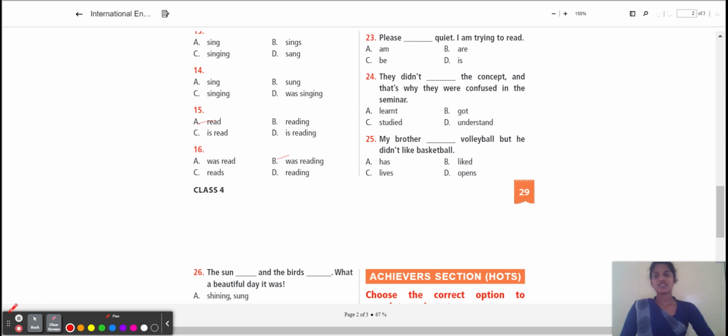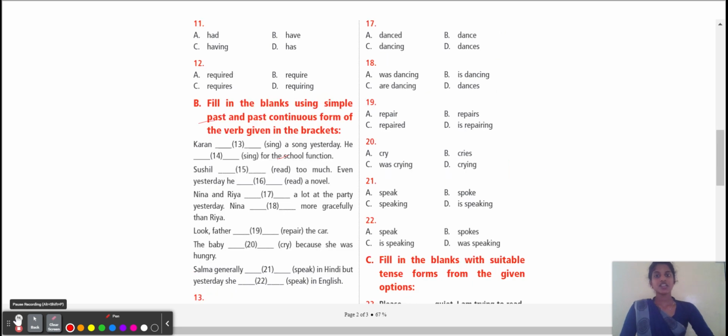Here we can see the 17th question: "Nina and Ria dash a lot of work." Here the correct option we should place is the past tense. So danced is the past tense. Why? Because dance and dances are the present tense.